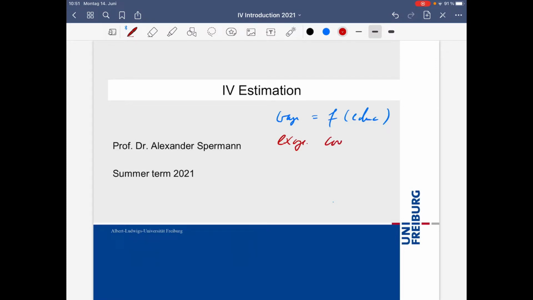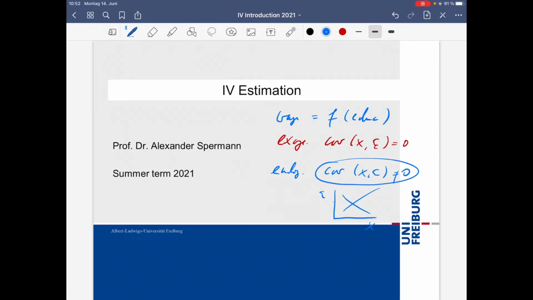Another way to put that is exogeneity requires that the covariance of x and epsilon, and epsilon stands for the error term, is 0. However, if the covariance of x and epsilon is not 0, then we talk about endogeneity. And the covariance between x and epsilon could be positive or negative. The covariance between the explanatory variable x and the error term is then crucial for endogeneity bias. So if covariance x epsilon is not 0, we talk of endogeneity bias.